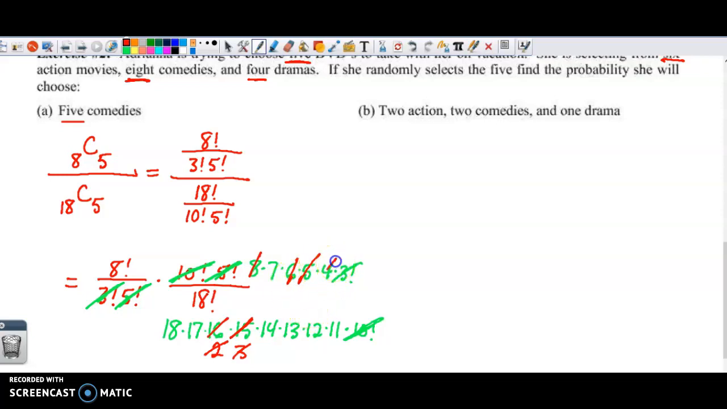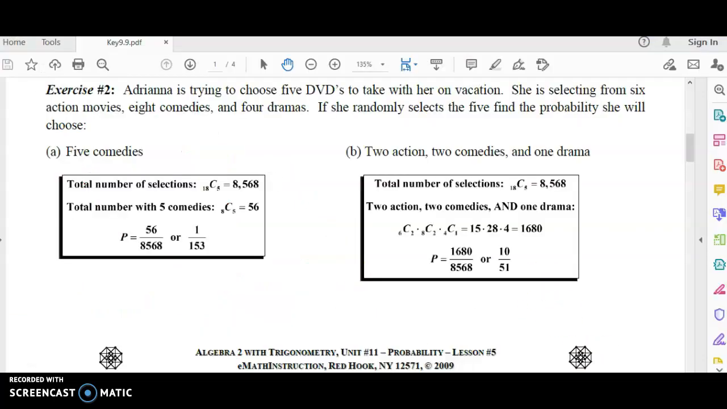What would be another one? 4 goes into 12 3 times. And let's see, 7 goes into 14 twice. Whoa. So whatever my answer would be, looks like it's going to be 1 over, because I've canceled everything out, 18 times 17 times 13 times 11 times 3 times 2. But I'm going to jump to the answer key as I promised. Let's save a little bit of time.